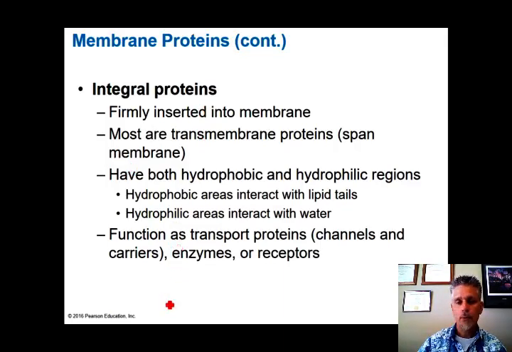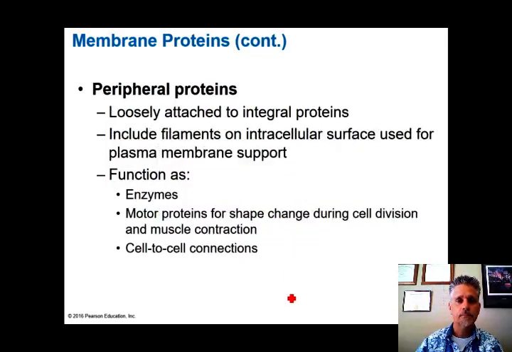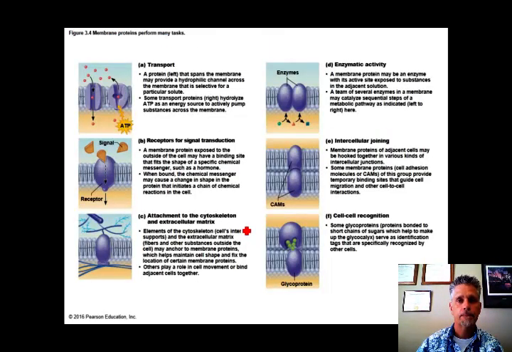Enzymes are proteins that act like catalysts, so they are helping with chemical reactions. Or receptors, again, kind of like the hearing part, the ears of the cell. The peripheral proteins also can act like enzymes. They can also act as motor proteins to change the shape, or even adhere cells to each other instead.